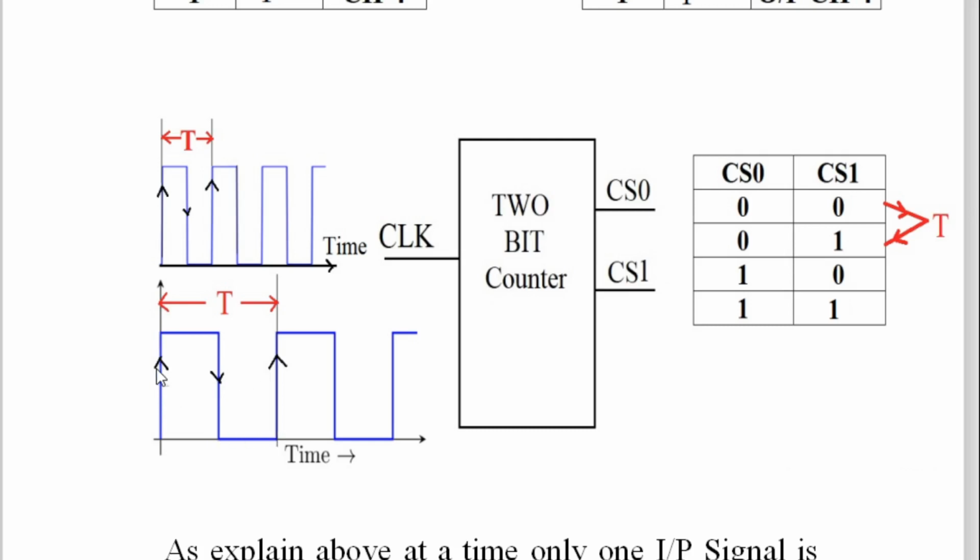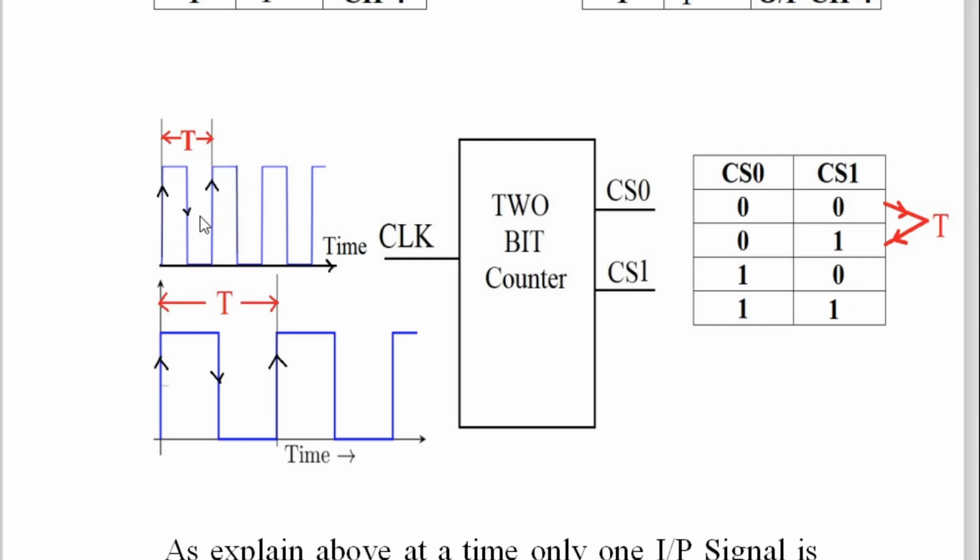And this distance between two adjacent positive edges is called the time period. Now this time you see is very large. And here one more example is given: positive edge, negative edge, and positive edge. This time is very small.